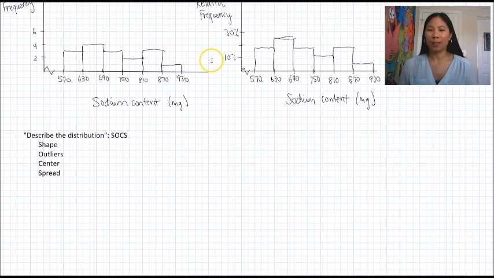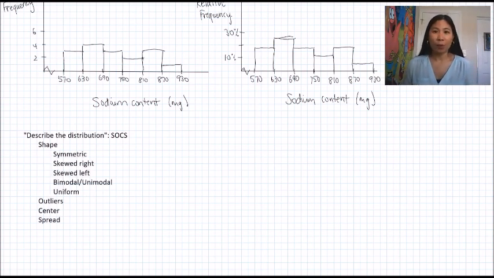So anytime the instructions will literally say, describe the distribution, that's exactly when you should be using SOCS. So when we talk about shape, you guys used these words already in your summer packet. So there are 5 different ways you can describe the shape.